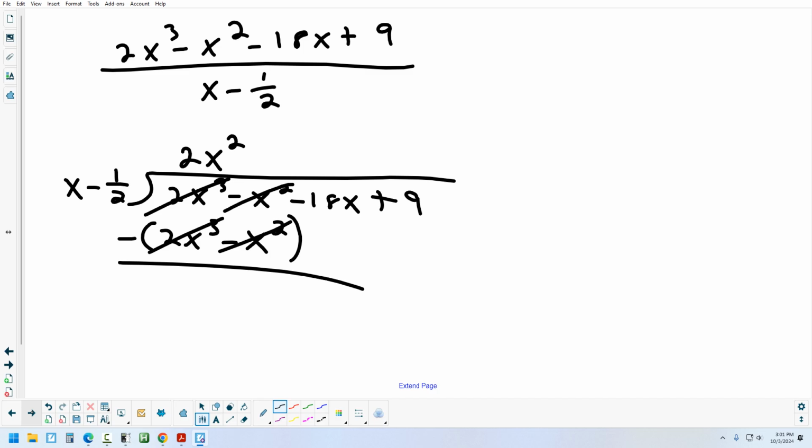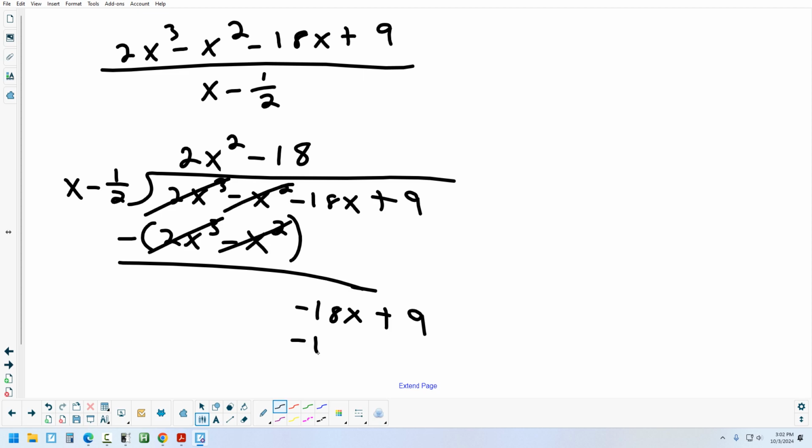So now bring down your next term, negative 18x. And let's do this out. Actually, we can bring down both terms because this is going to be our last step. Okay, so divide x into negative 18x. What's negative 18x divided by x? Negative 18. Yep, multiply it back out.